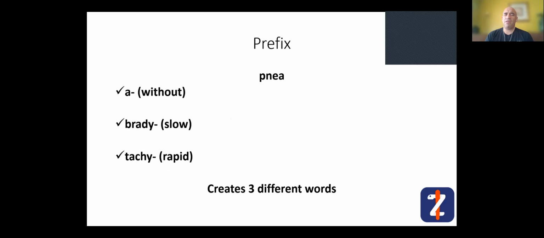Pnea is really dealing with breathing. So we have apnea, which is without breathing. We also have bradypnea, slow breathing, and tachy would be fast, like tachycardia. Tachycardia is more about pulse, but tachypnea is fast breathing. So these prefixes are an example of creating three different words by using just pnea, which is breathing: without breathing, slow breathing, and fast breathing.